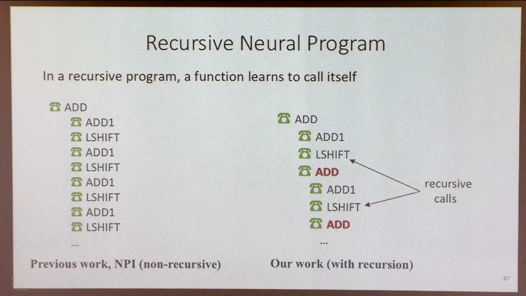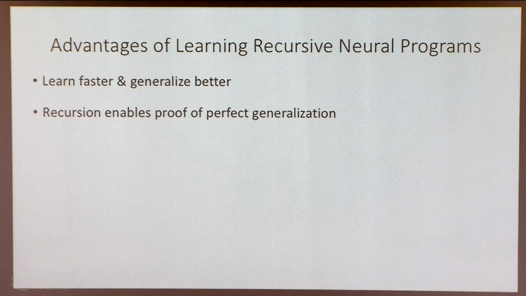So in our work, we propose that it's important to learn recursive neural programs, especially for the domain that we have studied. The way we learn the recursive neural program is essentially that you need to have a mechanism where, for example, you learn a function that calls itself, and hence reduces the problem to a smaller problem. I won't have time to go into the details. With this approach, the advantage is twofold.